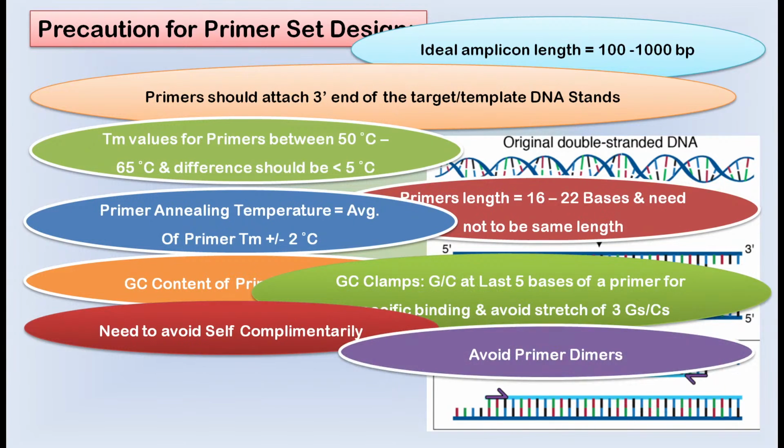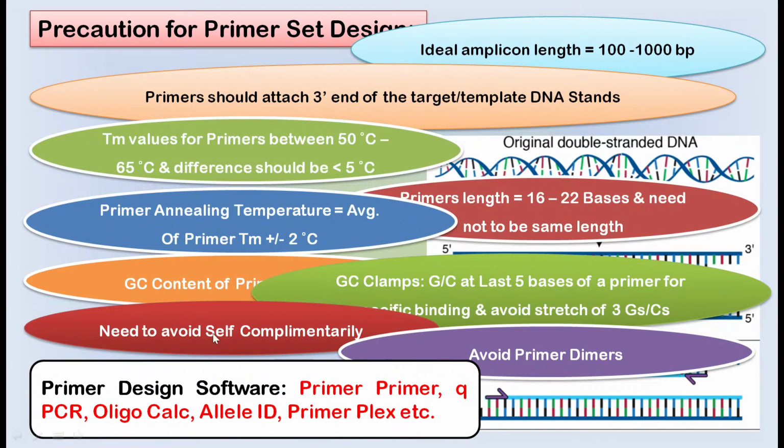And also avoid primer dimers. That means the forward and reverse primers should not bind each other and form a dimer. This is also something we need to avoid while designing the primer. There are several software programs for designing primers: Primer3 is one, qPCR another, AligoCalc another, AlleleID another, and PrimerPlex. These are different freely available software programs for designing primers. This is all about the primers.